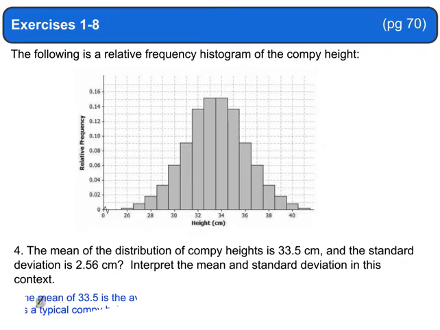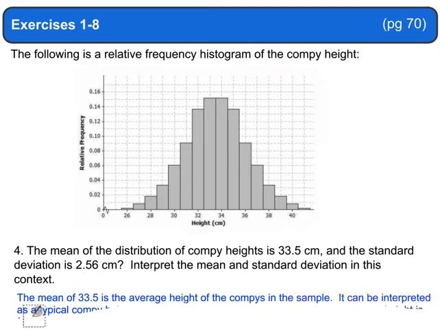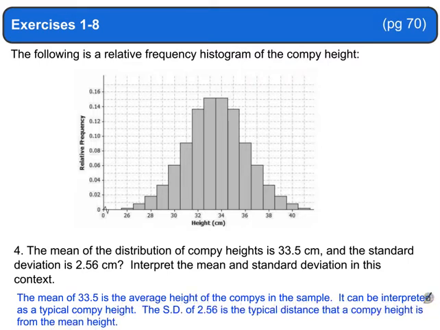So when we look at that, we note that the mean, which is 33.5, is the average height of the compies in the sample. And then it can be interpreted that a typical compy height, the standard deviation of 2.56, is the typical distance that a compy height is from the mean height. Meaning how far left or right from the average is still considered normal. Meaning that would be considered acceptable in this design.